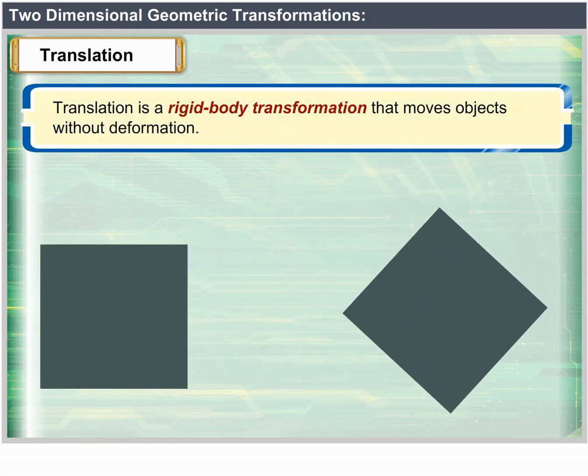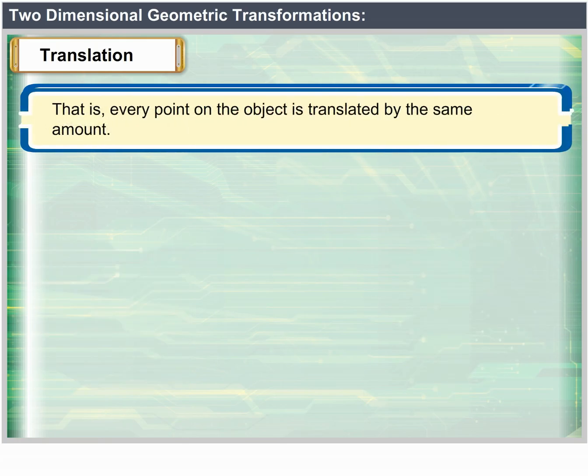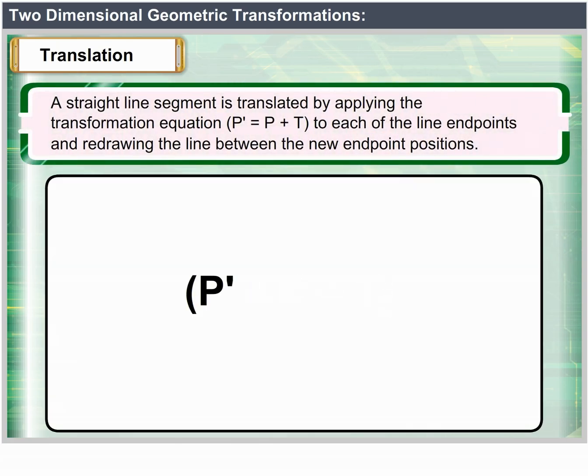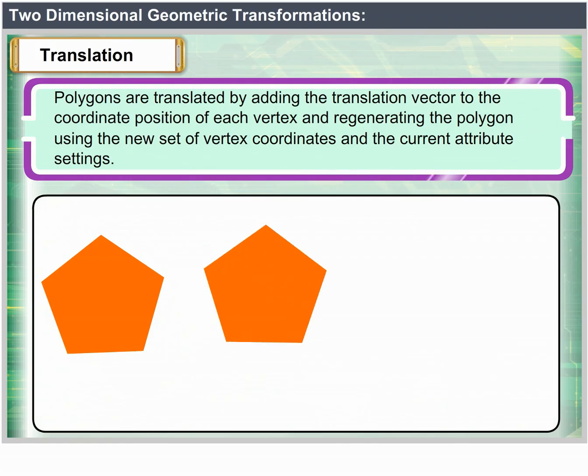Translation is a rigid body transformation that moves objects without deformation. That is, every point on the object is translated by the same amount. A straight line segment is translated by applying the transformation equation P' equals P plus T to each of the line endpoints and redrawing the line between the new endpoint positions. Polygons are translated by adding the translation vector to the coordinate position of each vertex and regenerating the polygon using the new set of vertex coordinates and the current attribute settings.